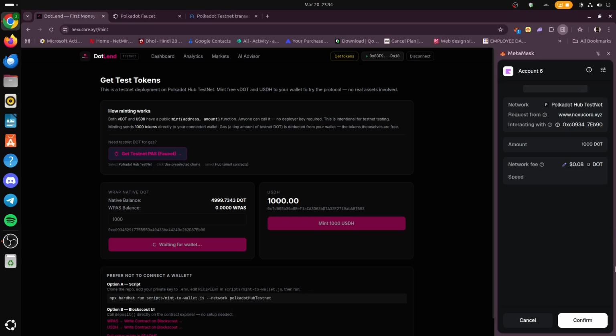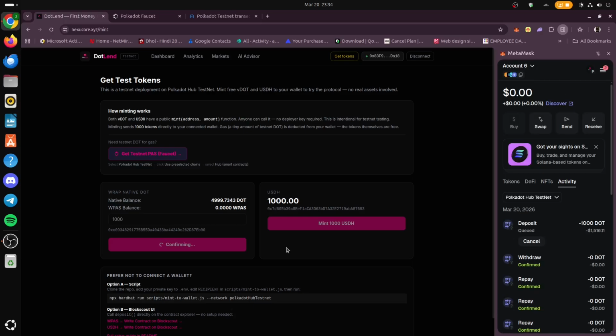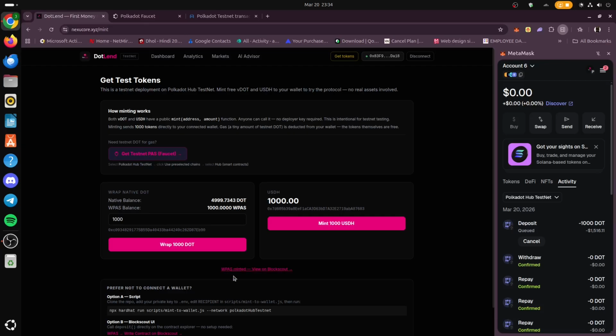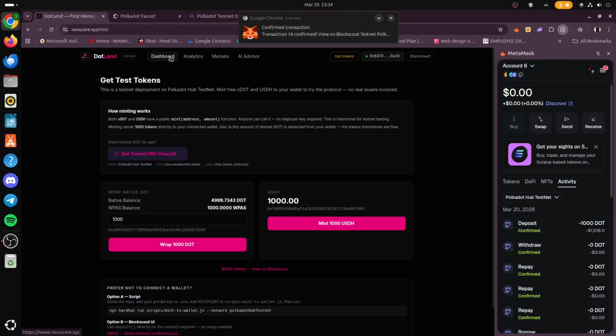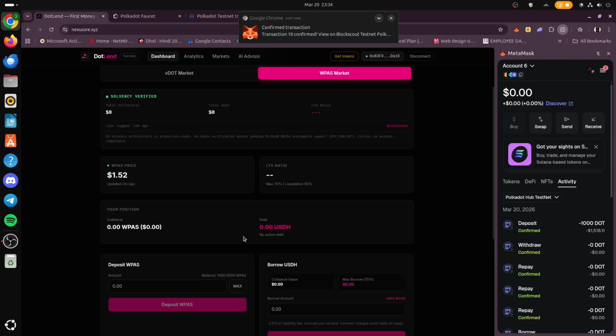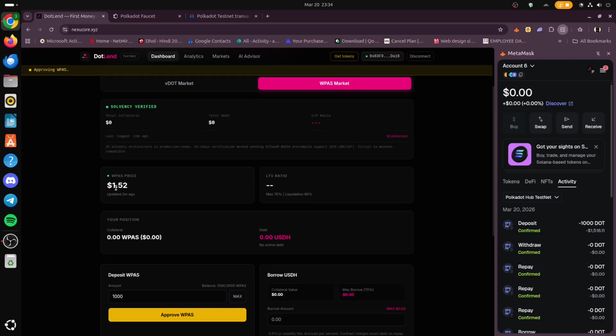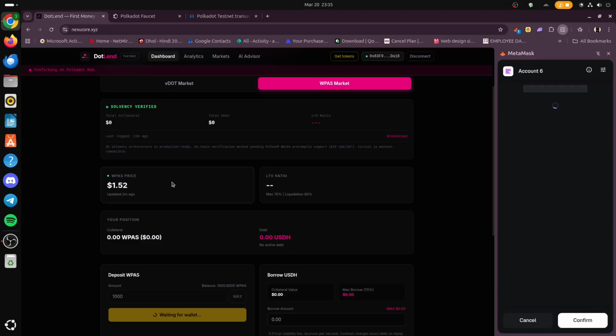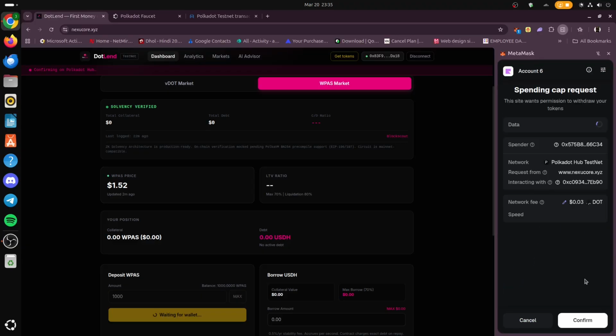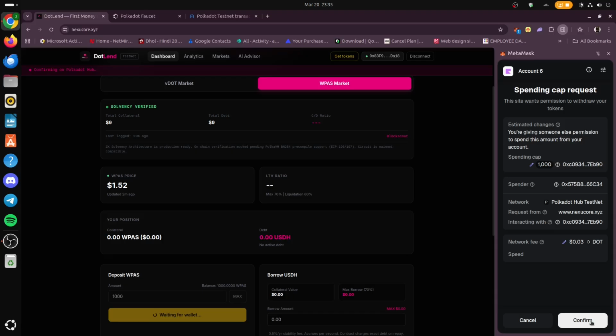Let's go back to the dashboard. It's here. Deposit 1000 WPS. First is the pending cap request. Let's confirm it. Okay, we have confirmed it. Waiting for it to get confirmed. It got confirmed. Now deposit it.